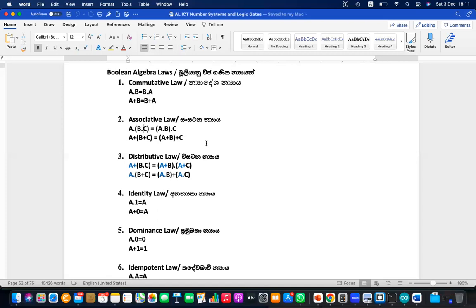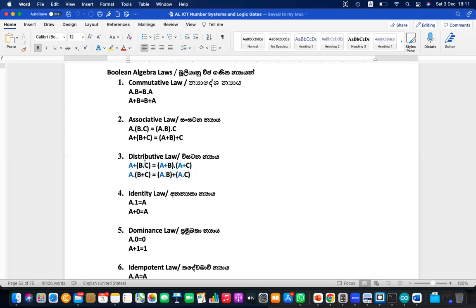In the distributive law, it's not the same operator. You can see here, all are AND operators. But here, not all. You can see an AND operator and an OR operator both. Let's consider the brackets. In the brackets, you can see B and C. Here in this bracket, B or C. Here, B and C, B or C.